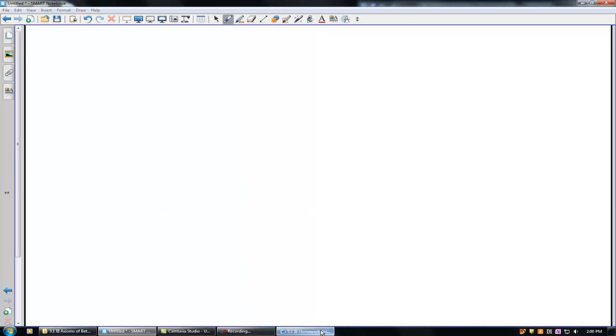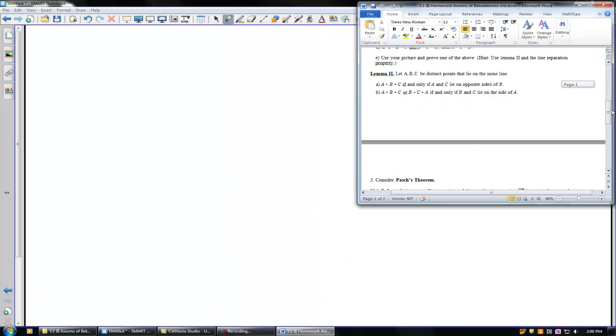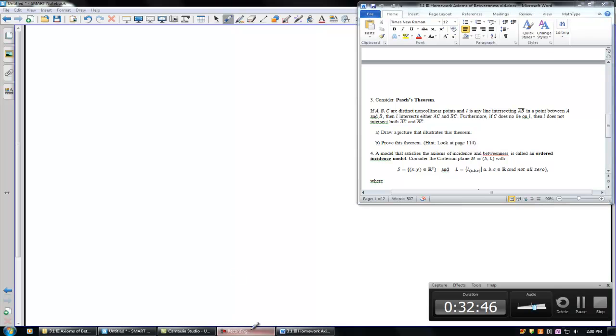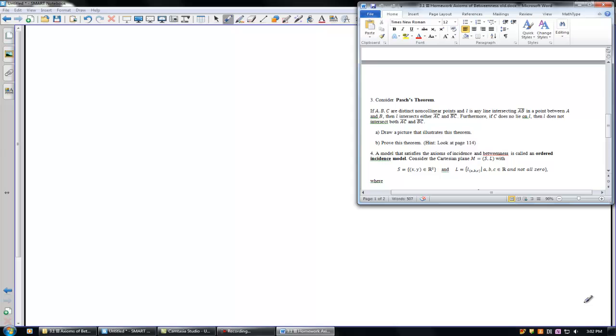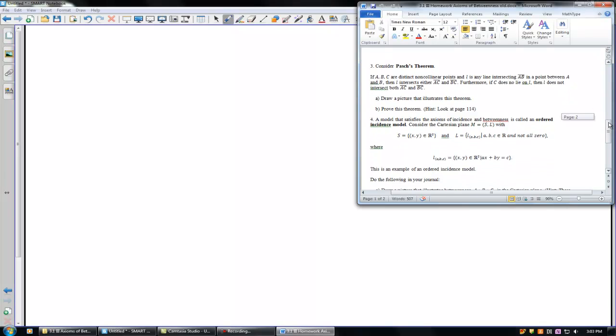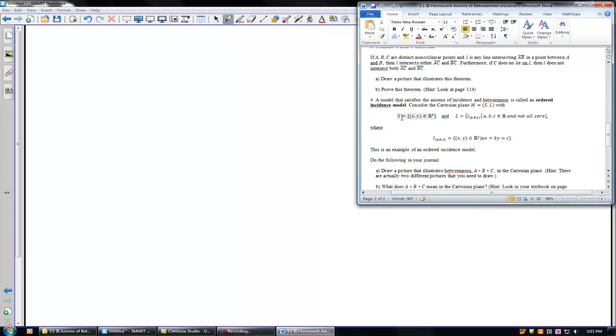Okay, let's look at the last problem on the homework. On number 4, we want to finish up. We want to look at our first example of a model that satisfies both the axioms of incidence and betweenness. A model that satisfies both of these axioms would be called an ordered incidence model. So the model we want to consider is the Cartesian plane. Here's S, all the points in R2. And L, of course, are just the lines in R2.